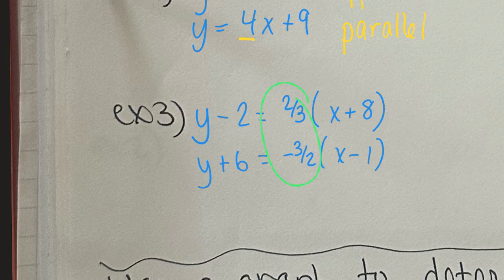Nope, it's not parallel. Is the m inverse and opposite? Yes. We have one positive, one negative, one with 2 on top, 3 on bottom. The other one's 3 on top, 2 on bottom. So these are perpendicular lines. They cross at 90-degree angles, so they are perpendicular.